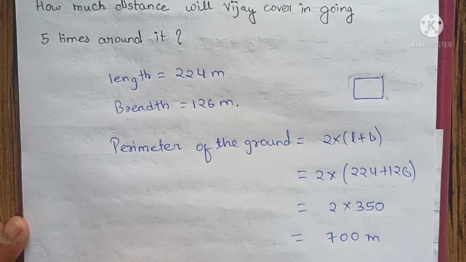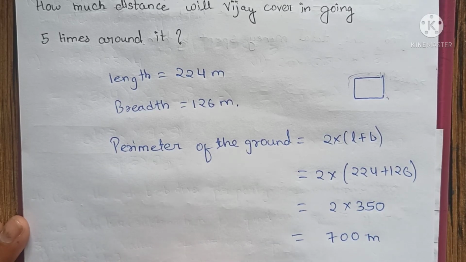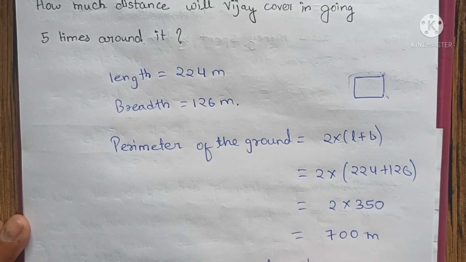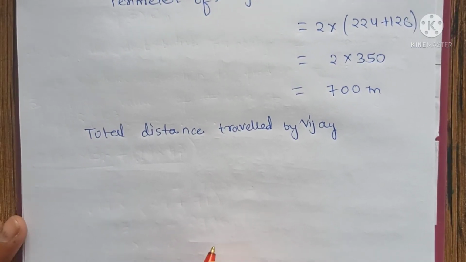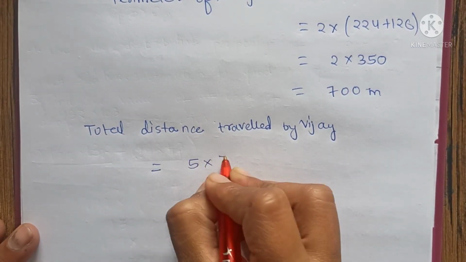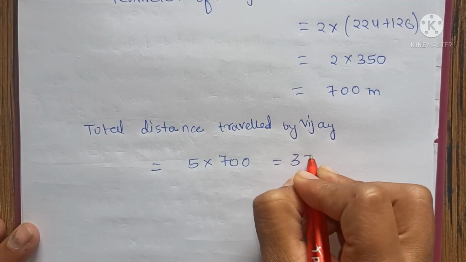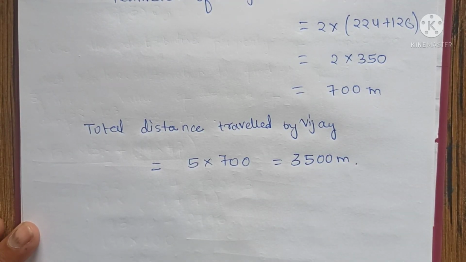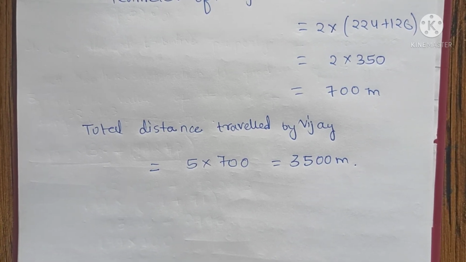Now the total distance travelled by Vijay, because he is going 5 times around the ground. This is only 1 time around. So 5 into 700. That will give us 3500 meter. This is the total distance traveled by Vijay. In this way, you need to understand the word problem and then solve it. I hope you will be able to complete 2.5.